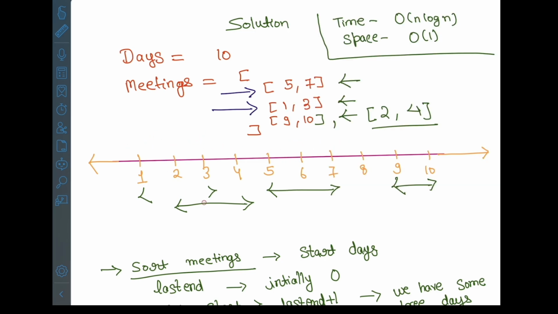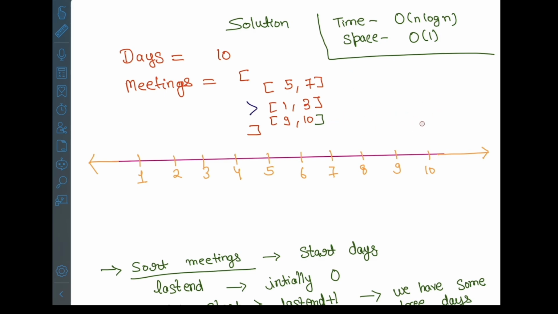So let's say there are no meetings for now. Let's remove all these things. Okay. So let's say we don't have any meetings as of now. And if we don't have any data, what will be the output? The output is going to be 10, or the number of days, right? The number of days are 10. So the output is going to be 10.